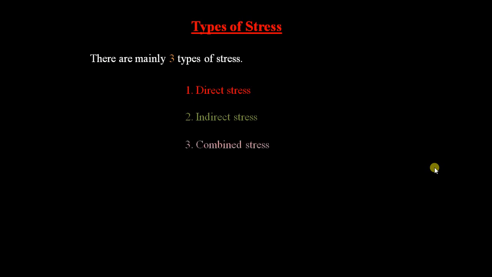Here direct stress means that under direct loading conditions, whatever stress takes place inside the body is called direct stress. Indirect stresses are the stresses due to the bending of the body and due to the torque taking place in a body. And combined stress is the combination of the two types of stresses, direct and indirect. But in this chapter our discussion is limited to direct stresses. So let us have a brief look at direct stress.